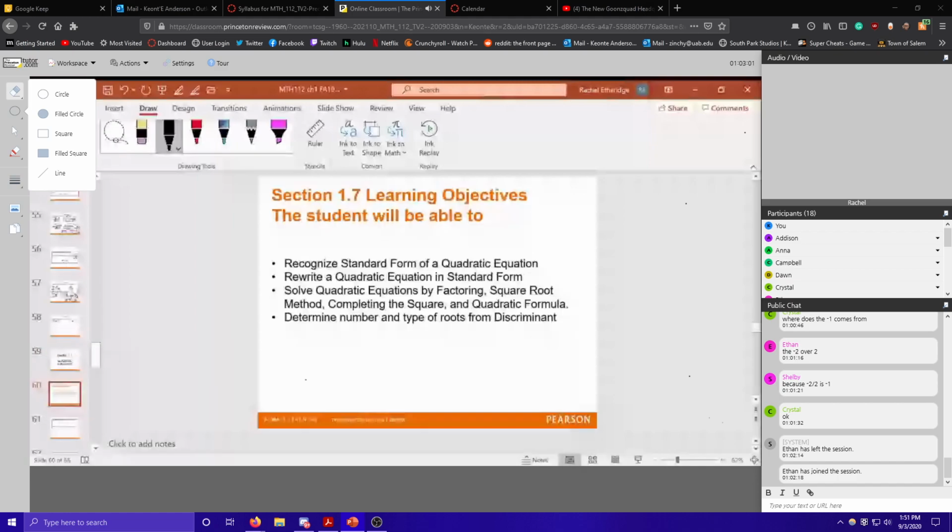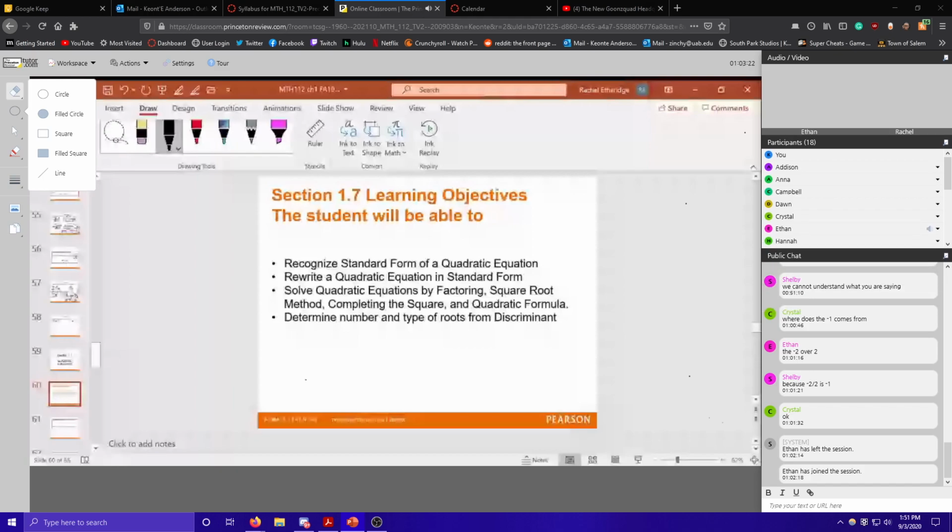We need to recognize standard form of a quadratic. We need to rewrite in standard form if it's not in standard form. And then we've got 4 methods that we need to look at. Now, it should all be review for you. If you took Math 100, this is the last thing that we did in Math 100. If you took this in high school, you should have done this in Algebra 2.